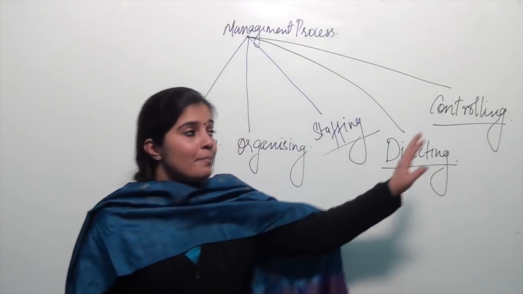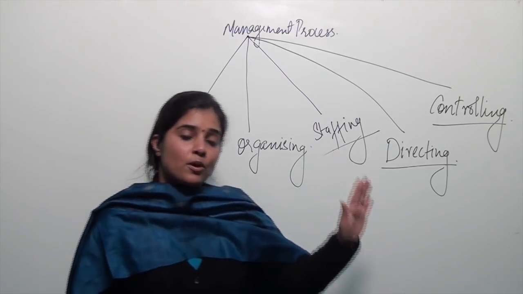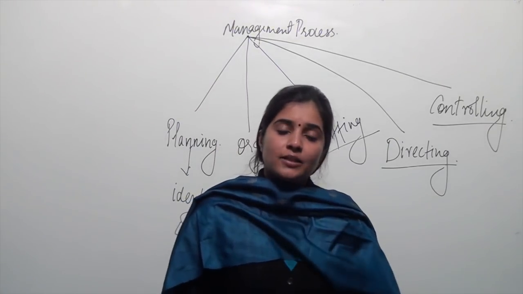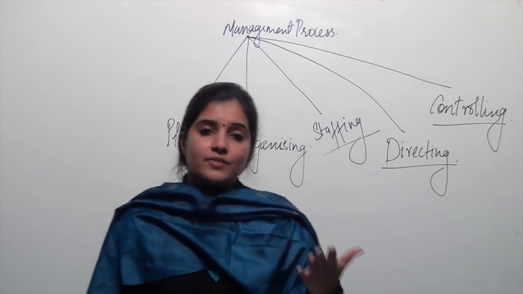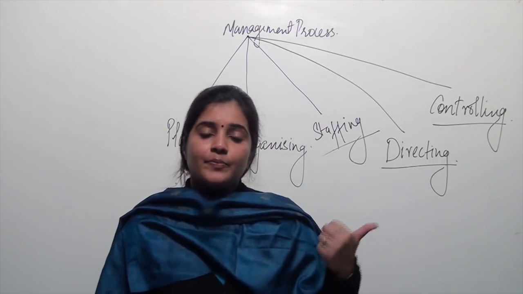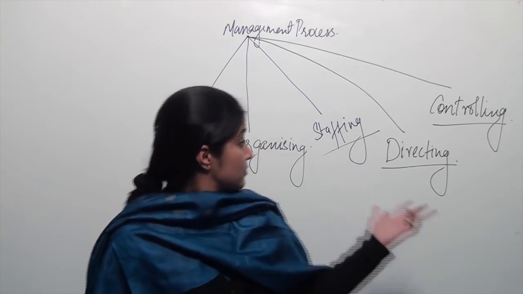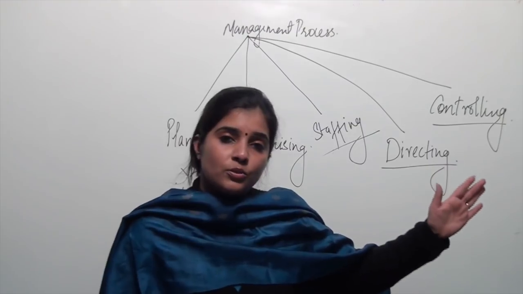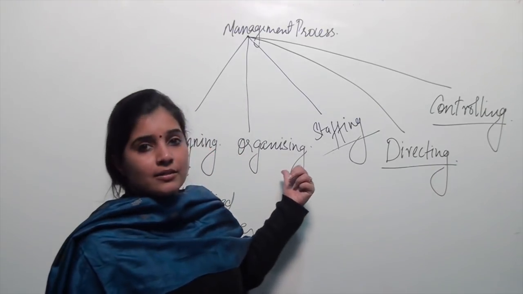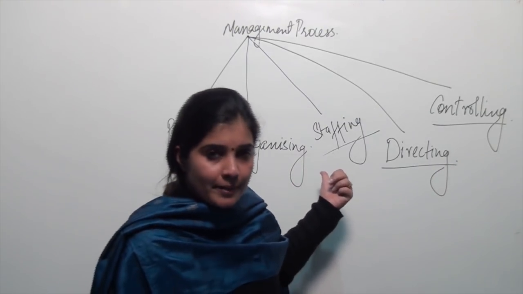So I repeat, management is basically a process of getting the work done by others. When we say process, we mainly talk about these 5 steps: planning, organizing, staffing, directing, and controlling.